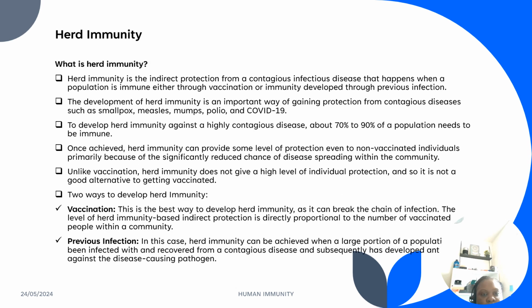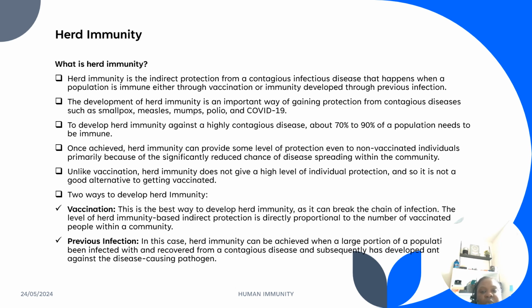What is herd immunity? Herd immunity is an indirect protection from a contagious infectious disease that happens when a population is immune, either through vaccination or immunity developed through previous infection. This provides an important way of gaining protection from contagious diseases such as smallpox, measles, polio, and COVID-19.